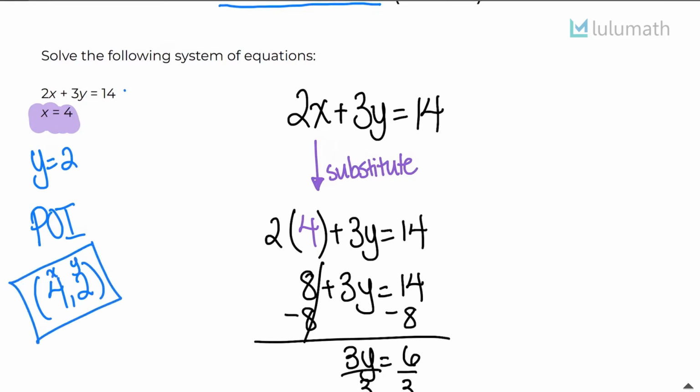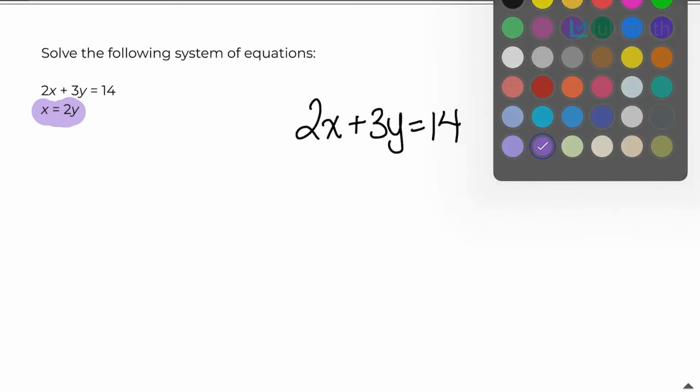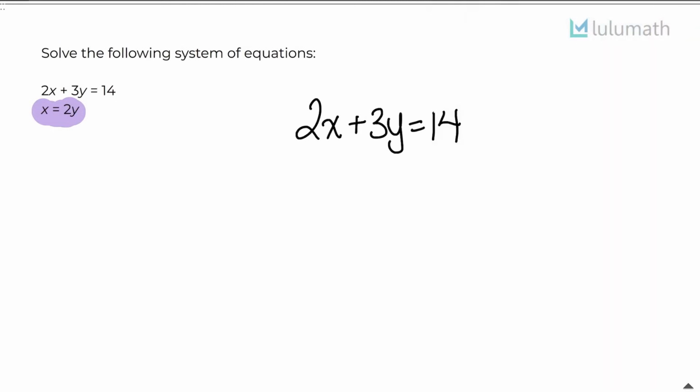In the next example that we have here, we want to solve the following system of equations. Our first equation, 2x plus 3y equals 14, is still the same. So I'm going to go ahead and write that down. But this time, with x equals 2y, we don't actually know how much x is equal to, but we do know that it's equal to 2 times y. So the process is still going to be the same. We're still going to do the same idea.